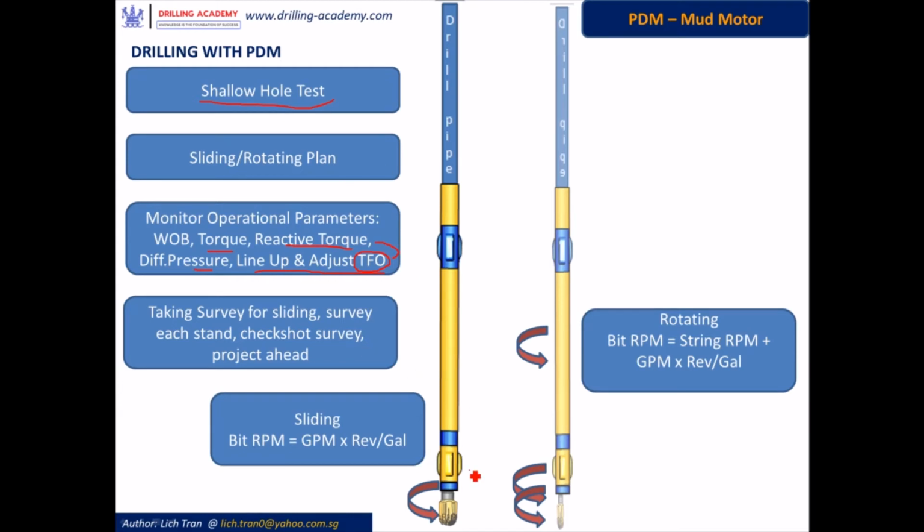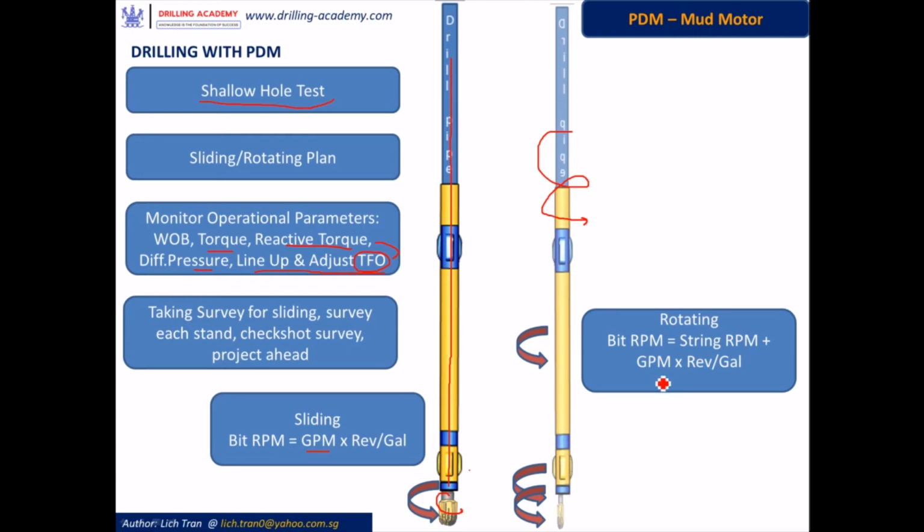And sliding is only pumping through the string. You pump down here, and the bit is rotated by the rotor. The string is kept static. So the bit speed RPM equals the flow rate you are pumping through times the revolution per gallon. While rotating, you rotate the drill string with the top drive on the surface, while you're pumping through the string with your flow rate.